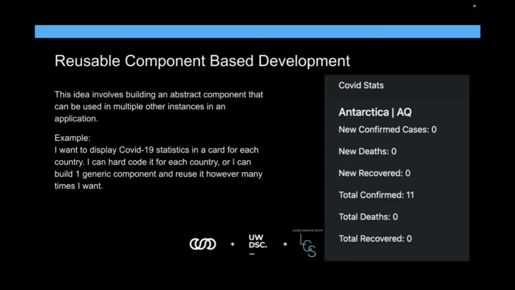In this example specifically, since we made a COVID-19 tracker, I want to display COVID-19 statistics in a card for each country. Now, I can either hard code this in for each of the 198 or 197 countries there are, but this will take a long time. So I can build one generic component and reuse it as many times as I want, passing in data through some sort of iterative structure like a loop.